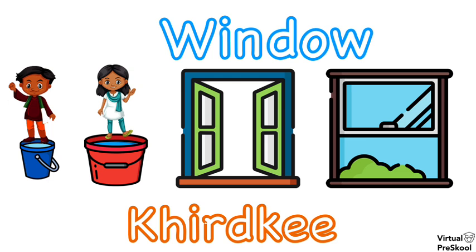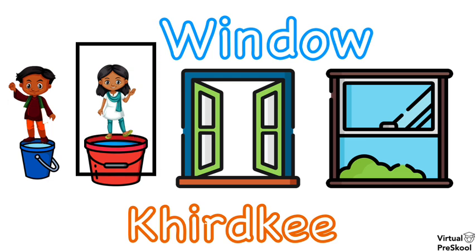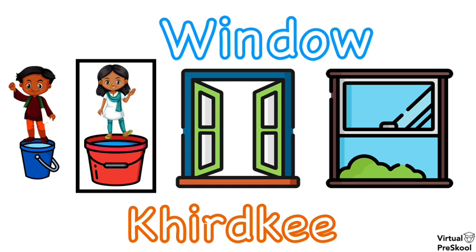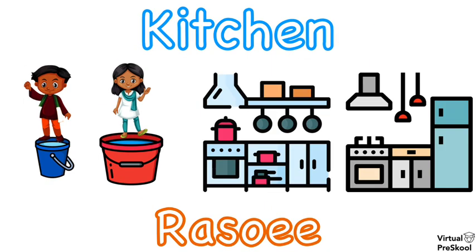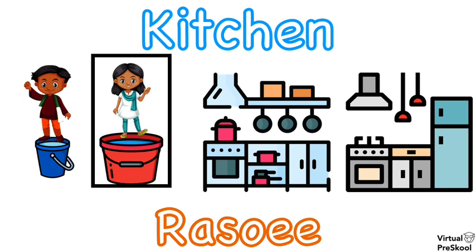Window is kirki, kirki. So this one, according to rule number 2, should go in the girl bucket because it ends with the e sound. And it does. It is a stri noun. Kitchen is rasoi, rasoi. So just like kirki ends with the e sound, it goes in the girl bucket. It is a stri noun.